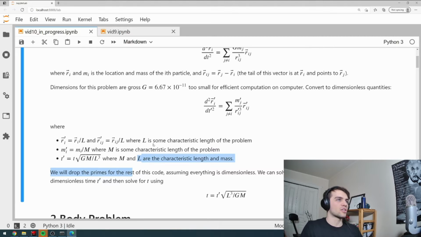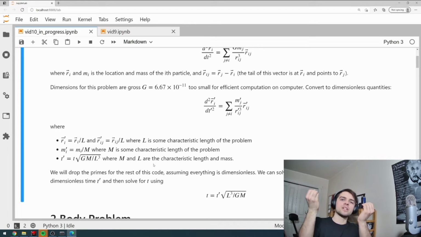M and L are characteristic masses and lengths of the problem. So what does that mean? It means that if we're solving a problem dealing with maybe the Earth and the Sun, and we want to use the Earth mass as a unit mass, then r_ij is equal to 1 when the distance is 1 Earth-Sun distance, and the mass is equal to 1 when you have 1 Earth mass.